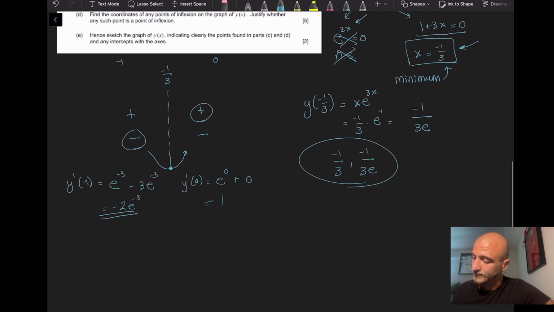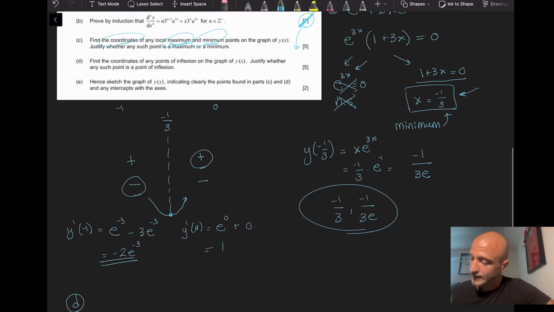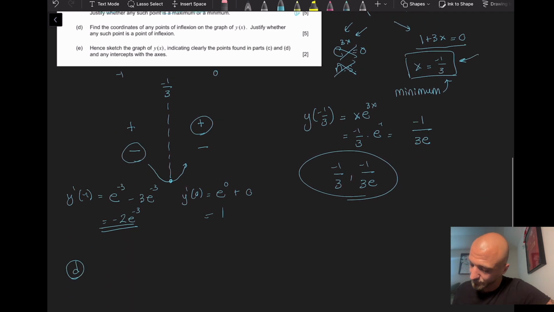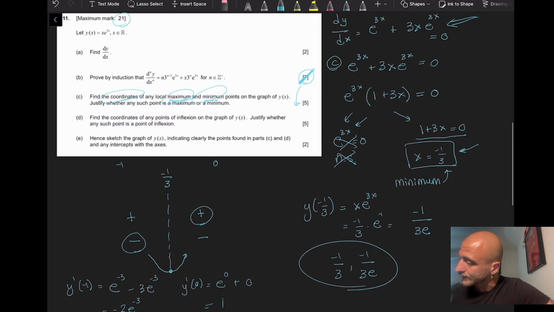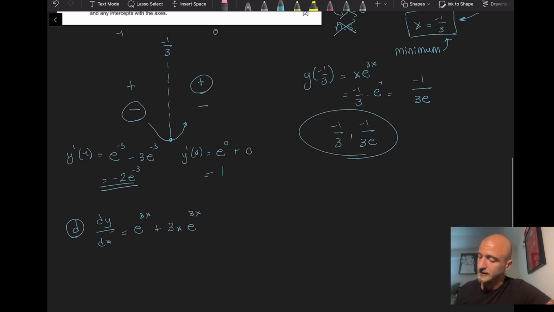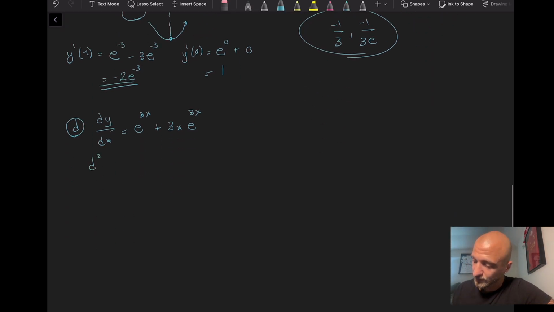I'm going to scroll down and do the rest of it here. It's asking us to find the coordinates of any inflection points. Inflection points, again, occur at the second derivative. Okay, so I'm going to copy down the first derivative again. dy dx is equal to e to the 3x, and before I really screw it up, let's copy it properly, plus 3x e to the 3x. Okay, the second derivative of this, d squared y dx squared. I could use that proof that we had earlier, but I think it's more of a hassle than anything because taking the second derivative of this is pretty easy. So let's just go ahead and do it.